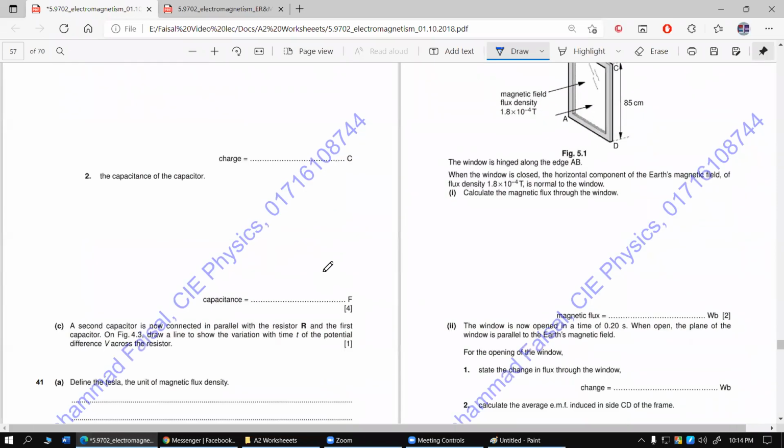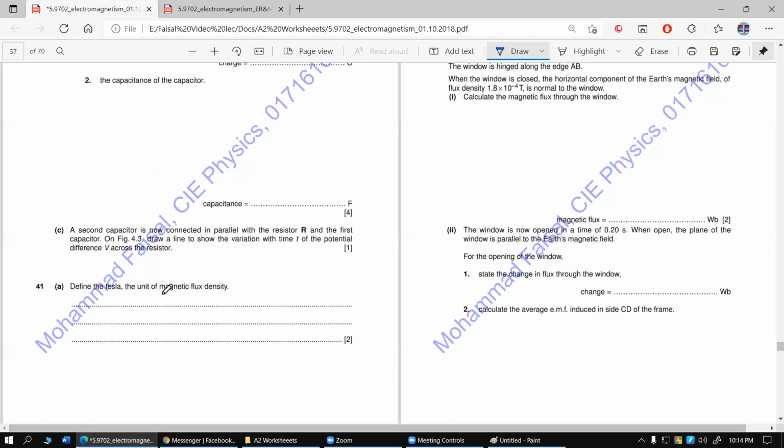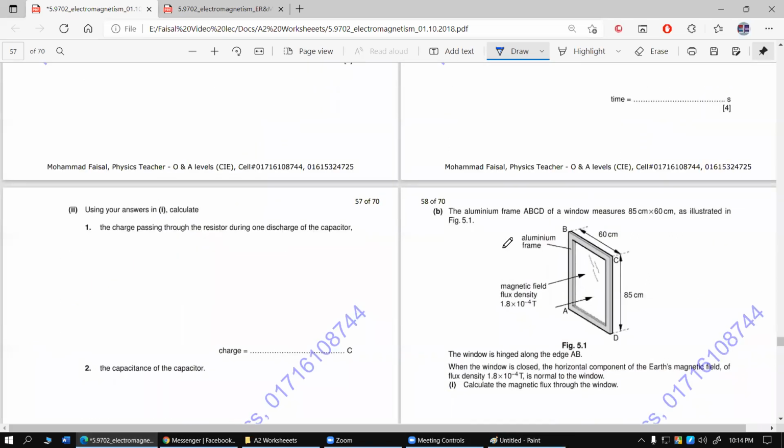Okay, yes, 41 is a good question. Let's have a look at 41. Define the Tesla, the unit of magnetic flux density, 2 marks. Then define B. Look at the numbers: the aluminum frame ABCD of a window measures 85 cm by 60 cm as illustrated in figure 5.1, 85 on the height, 60 on the width.